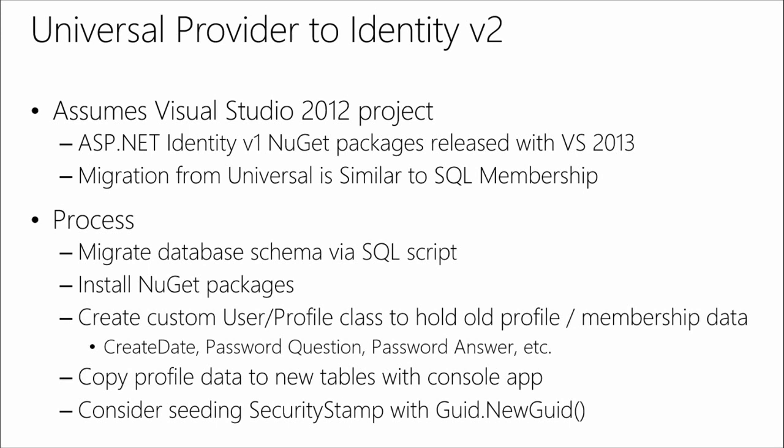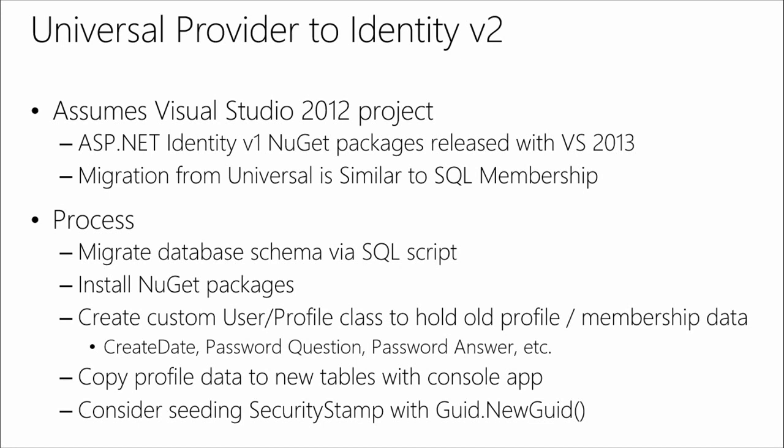Install your NuGet packages. Create a user profile class to hold the old profile or membership data. So the profile system stored things in an interesting way, and we'll look at that. Ideally, you want to unwrap that into another table if you're using profile data. The old profile system just smushed all your data together, and I have an example of that in a database we can look at. Then you would copy your data to new tables. I like using a console app for that.